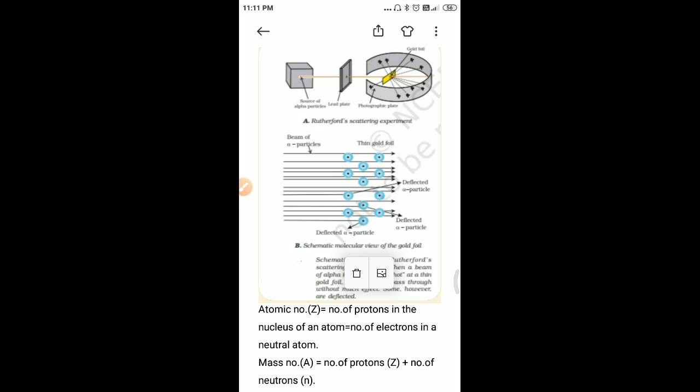Students, this is about the atomic models proposed by Rutherford and J.J. Thomson. In the next class we will go into detail with Bohr's model.